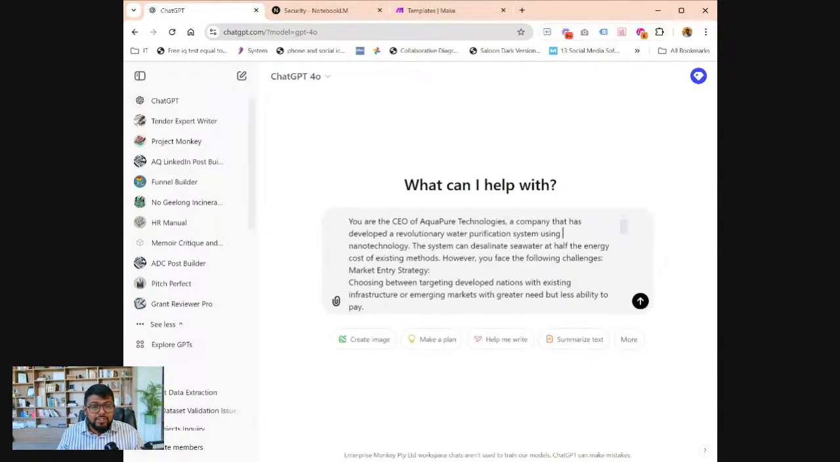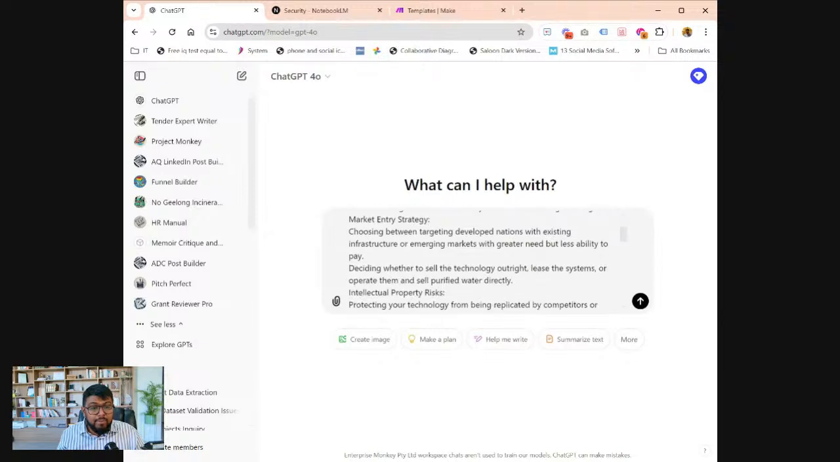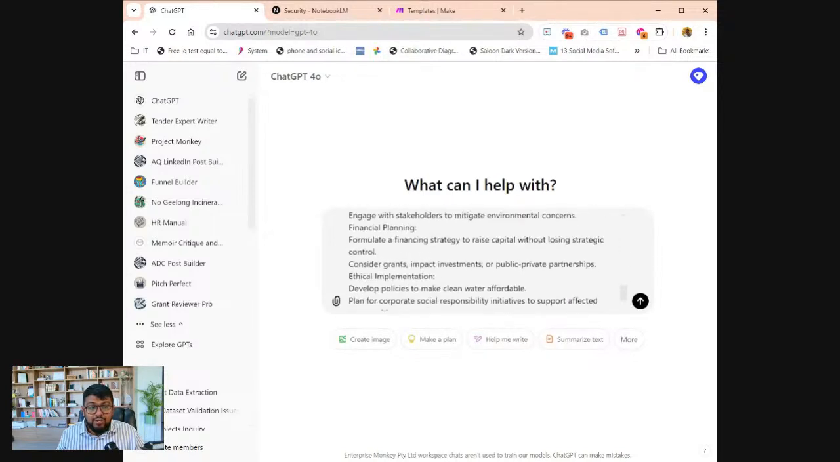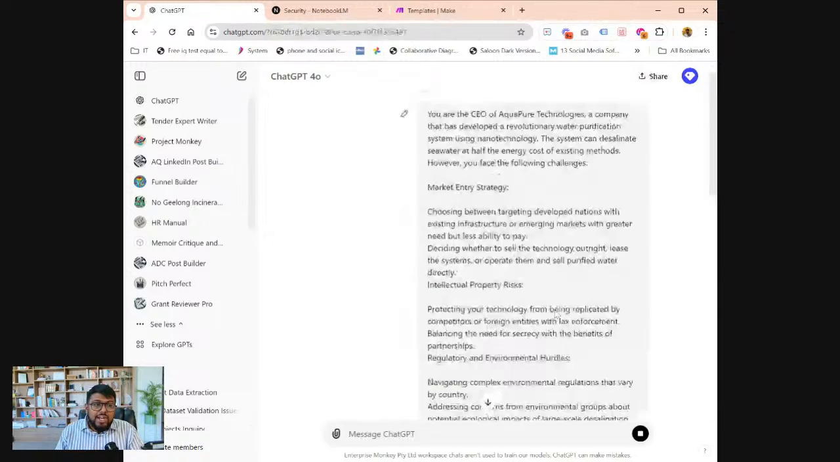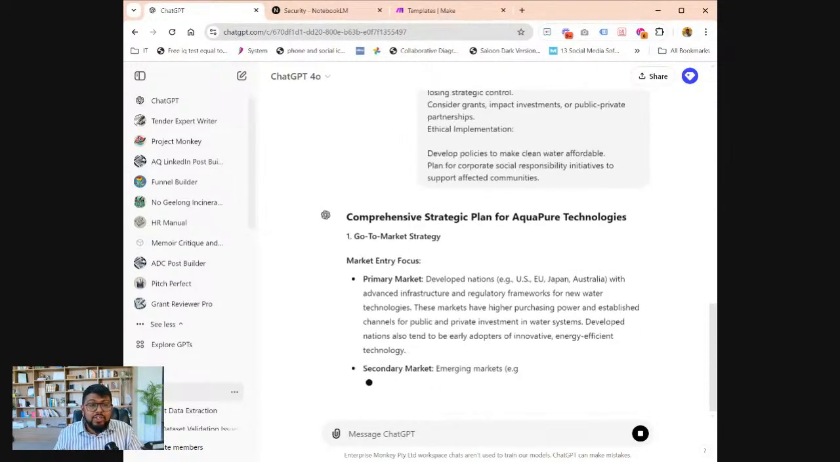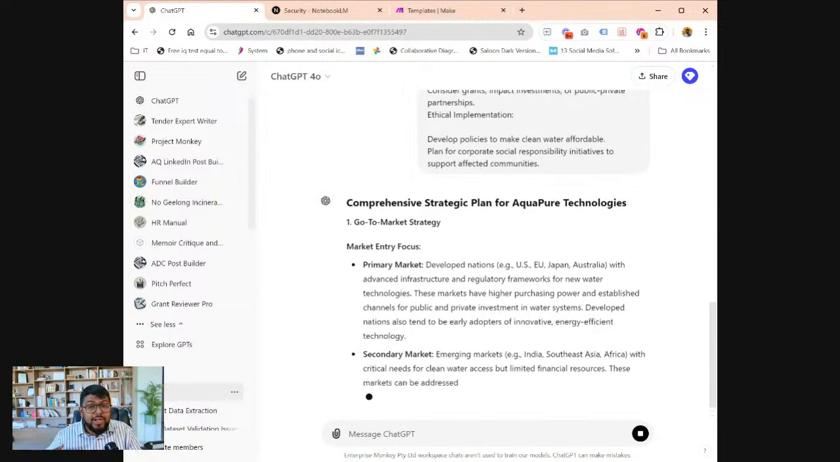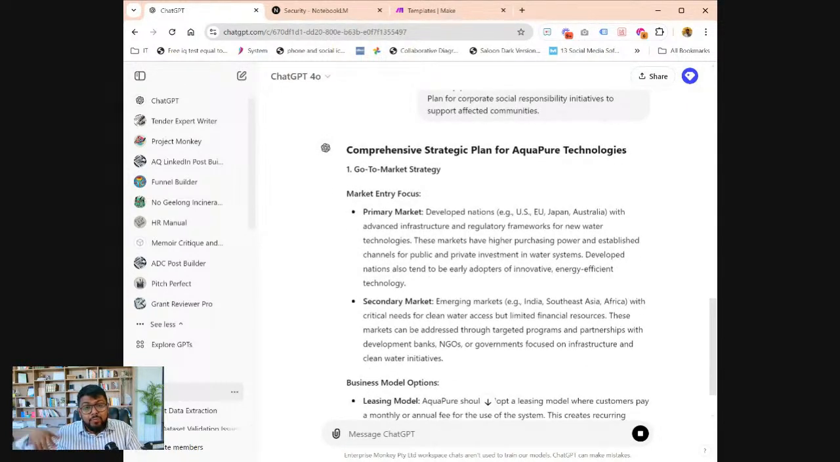So for example, this is the prompt that I have given. You are the CEO of Pure Technologies, a company that has developed a revolutionary water, and I'm asking it to develop a market entry strategy, and to do a lot more things like a proper go-to-market plan and things like that. So what ChatGPT 4.0 does is it doesn't think about the information. It just starts to spit out, or vomit, the information that it has.